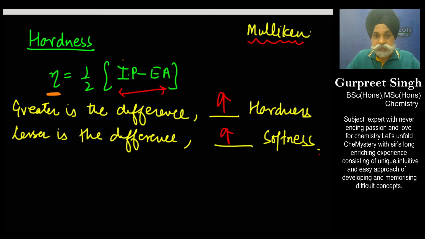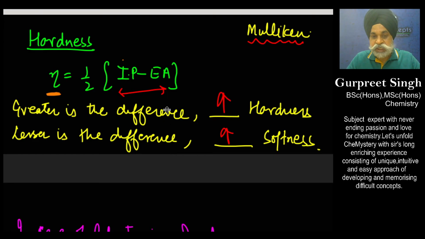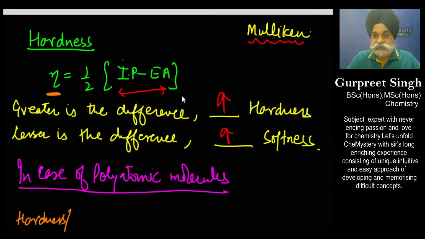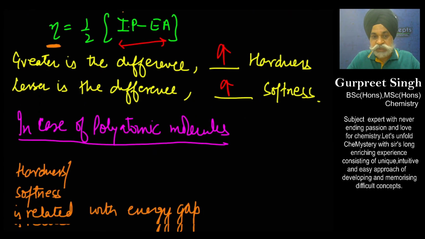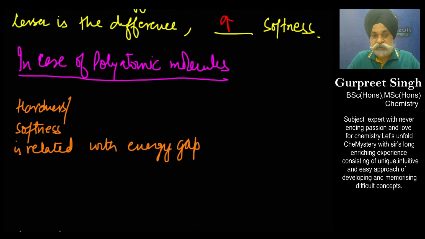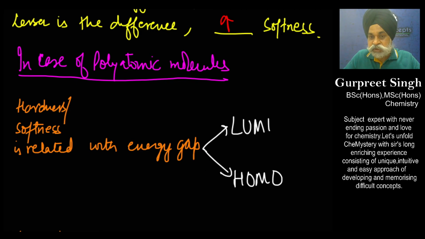Now, as regards polyatomic molecules, if you want to quantify whether a given neutral molecule would act as a hard acid or a hard base, or a soft acid or soft base, then for a neutral molecule, with the few examples which we have already taken, it is related to the energy difference between the HOMO, that is the highest occupied molecular orbital of that particular molecule, and the LUMO, the lowest unoccupied molecular orbital.